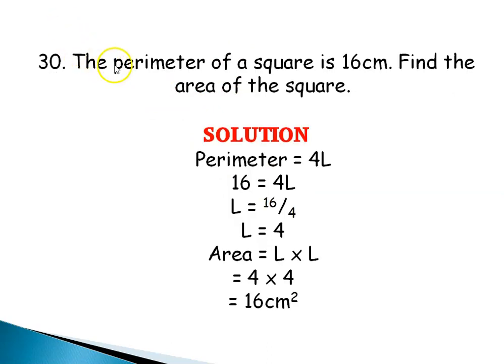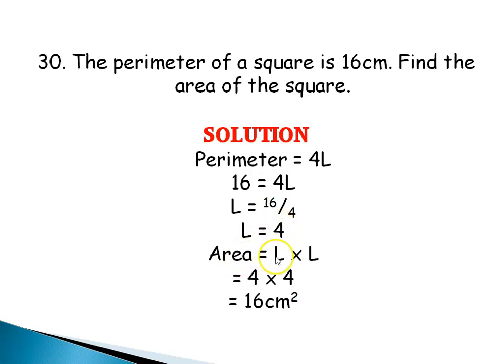Question 30. The perimeter of a square is 16 centimeters. Find the area of the square. So we need to know the formula for perimeter and area. Perimeter of a square is 4L. Is that taken? So if they are telling us that the perimeter is 16, then 16 equals 4L. Divide both sides by 4. 4L divided by 4 is L. 16 divided by 4 is 4. So L is 4.